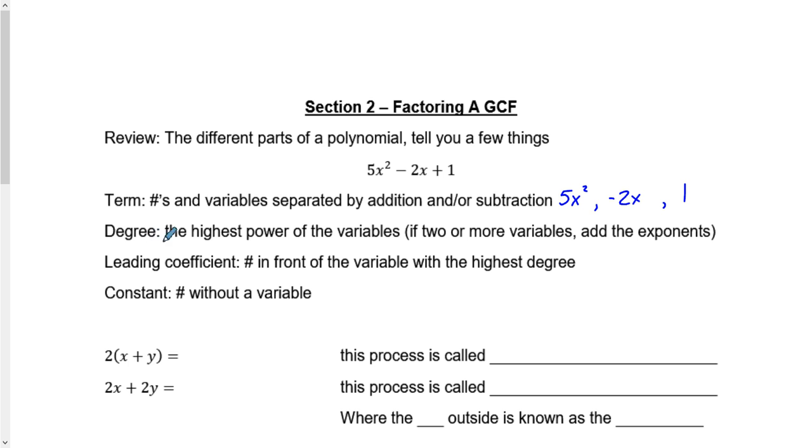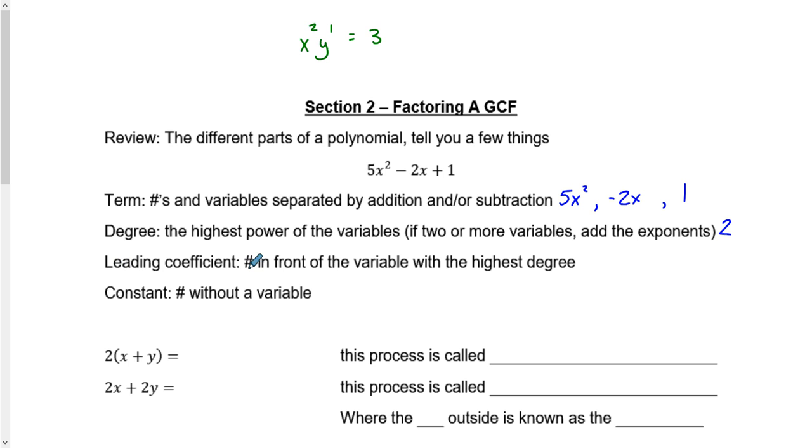The degree is the highest power of the variables. If there are 2 or more variables, you have to actually add the exponents. That's talking about if you by chance had something like this, you would add the 2 and 1 and it would actually have a degree of 3. A lot of things that we're going to be doing don't actually have a double variable thing anymore. That's more of an older curriculum style question. In this case, our highest power here is 2. It's the highest exponent.